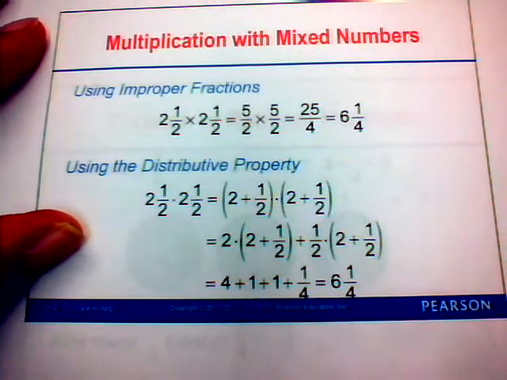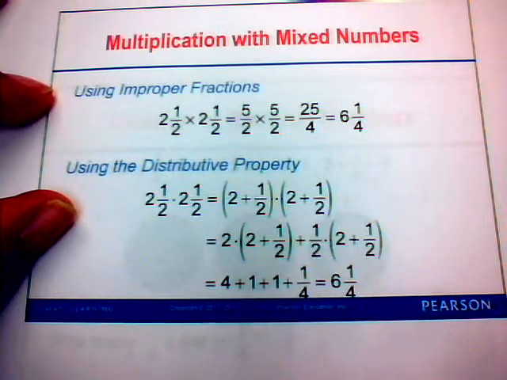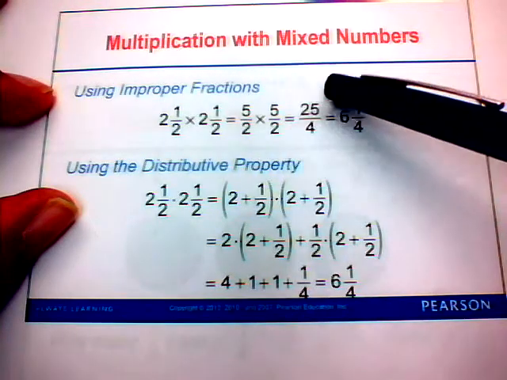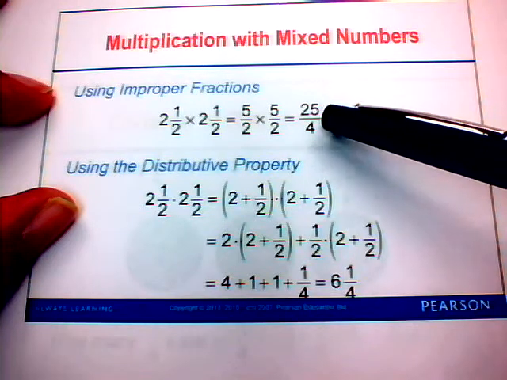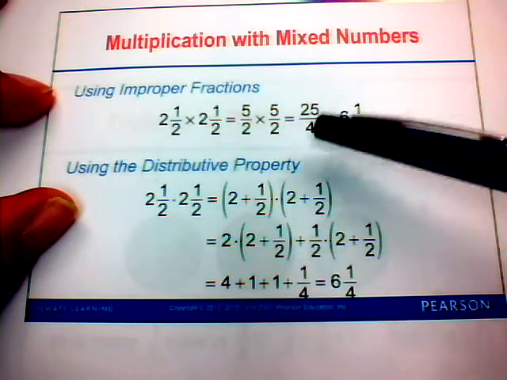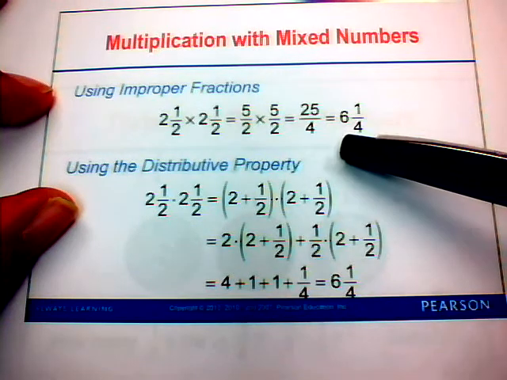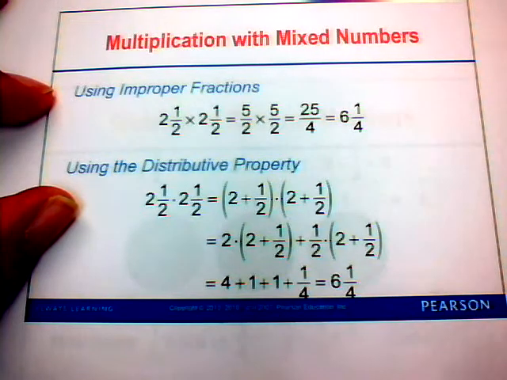So we have 5 halves times 5 halves. We multiply numerator times numerator and denominator times denominator. This will give you 5 times 5, that's 25, over 2 times 2, which is 4. So you'll have 25 fourths. Rewrite this as a mixed number by dividing 4 into 25. That will go 6 times with 1 left over. So it'll be 6 and 1/4.